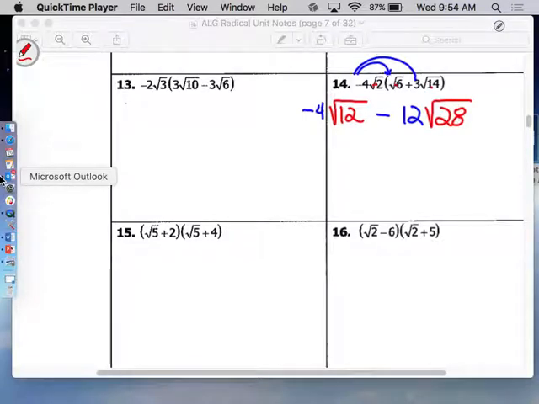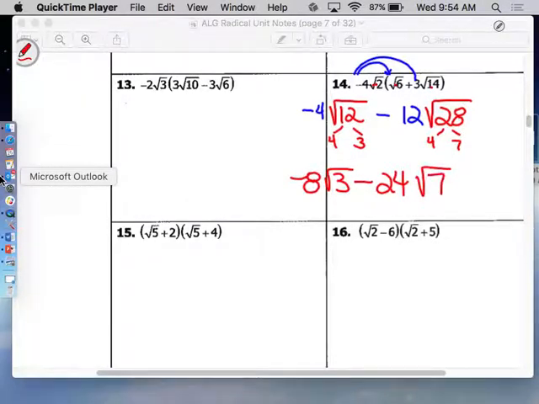And then I need to simplify each radical. So 12 is 4 times 3. 4 is the perfect square. So I would have negative 8 radical 3. And 28 is 4 times 7. 4 being the perfect square. Square root of 4 is 2. So multiply that by the 12. And then I stop and I analyze the radicands. The radicands are not the same, so I would simply stop there.